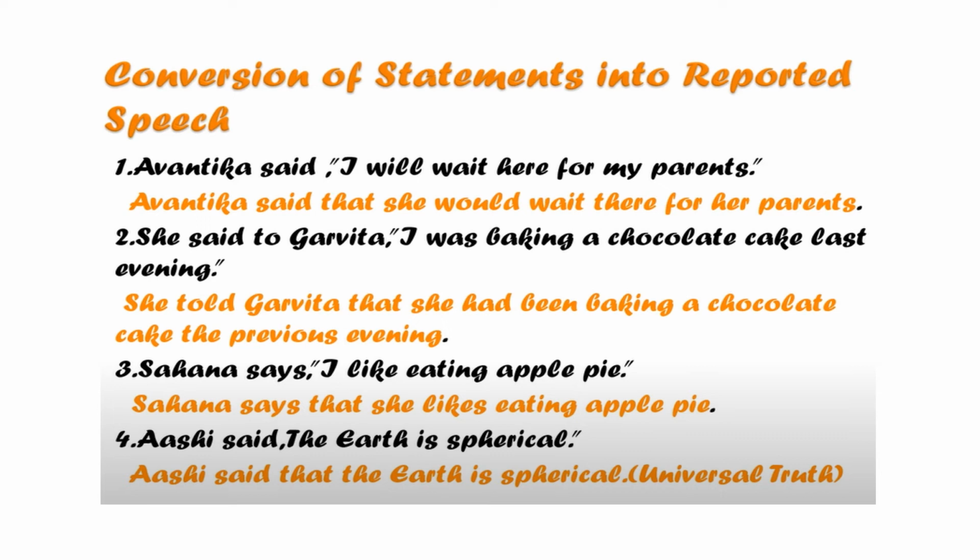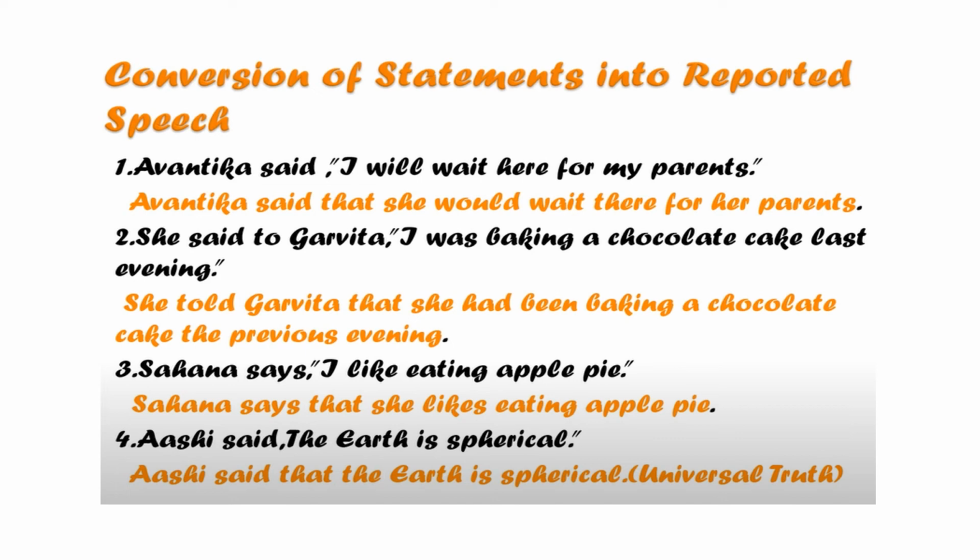Now let us see the conversion of statements, that is declarative sentences, into reported speech. Number 1. Avantika said, "I will wait here for my parents." The answer is Avantika said that she would wait there for her parents. Number 2, she said to Garvita, "I was baking a chocolate cake last evening." She told Garvita that she had been baking a chocolate cake the previous evening.